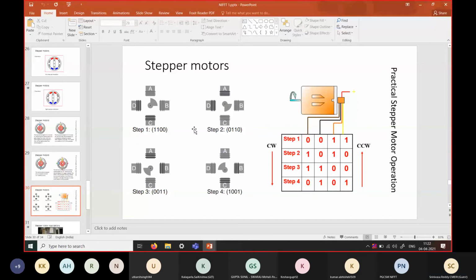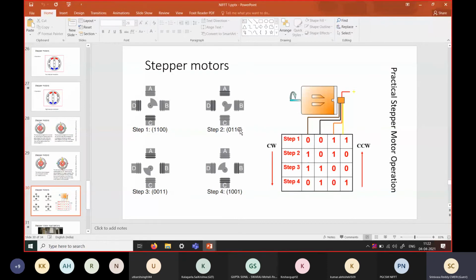So here the same is depicted in terms of a binary input table. The first one, there are 4 coils A, B, C, D. So these 4 coils are activated, 2 of them simultaneously, A, B. Now here in step 1 it shows 1100. So 1 is for switching on the coil, and 0 is to indicate turning off the coil. So 1100 depicts that A and B are on and C and D are off. So here the teeth are going to align in between both A and B.